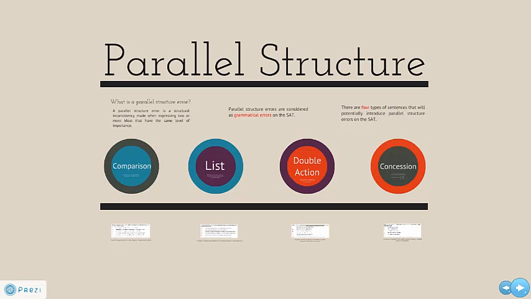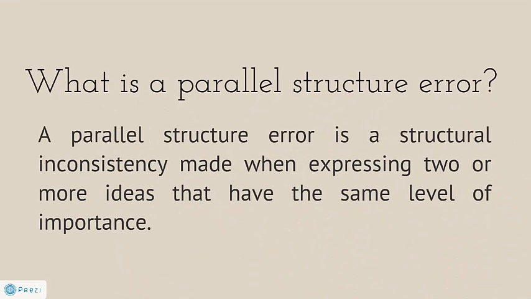three equal actions. With that in mind, let's look at what constitutes a parallel structure error. The formal definition of a parallel structure error is a structural inconsistency made when expressing two or more ideas of the same level of importance. What this basically sums up to is a failure to uphold parallel structure. So if I were to say, I like eating, sleeping, and to run, I'm committing a parallel structure error.